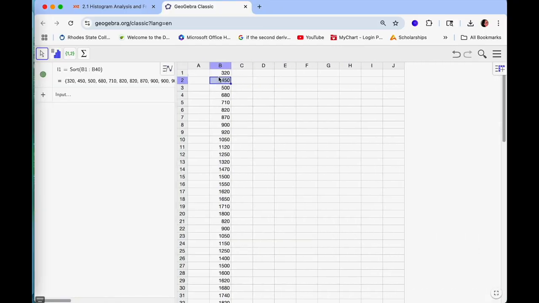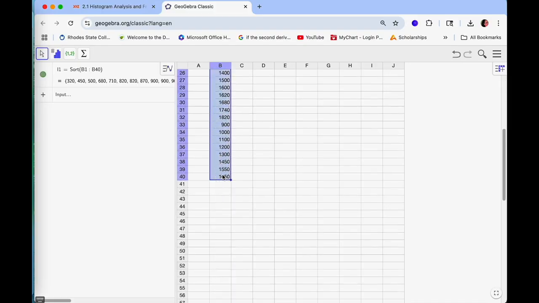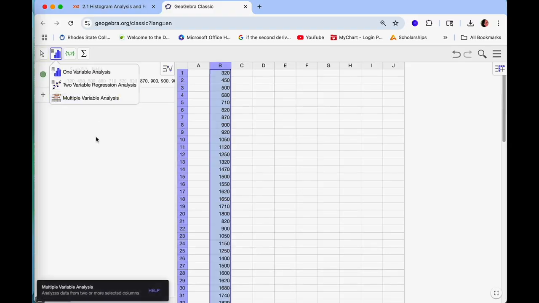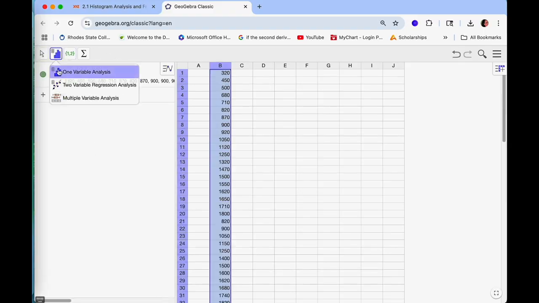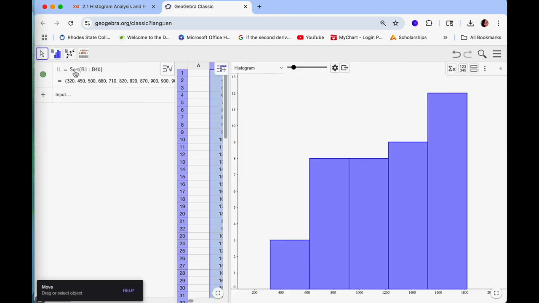Now, if I want to make a histogram and a frequency chart in GeoGebra, I want to highlight my data values and those data values only. Don't highlight anything extra by mistake or miss something because then that will throw your answer off. Once you have all that data highlighted, go to the bar graph icon here and click one variable analysis, and a bar graph will come up, but you want to make sure it's set up with your boundaries and everything. GeoGebra automatically sets up a bar graph for you, but we need to make sure that it has the right number of categories and everything.